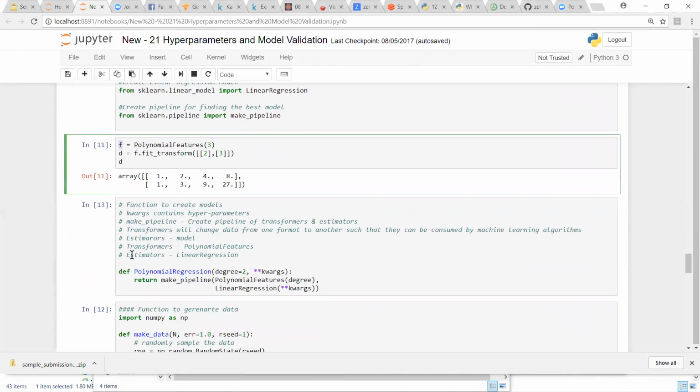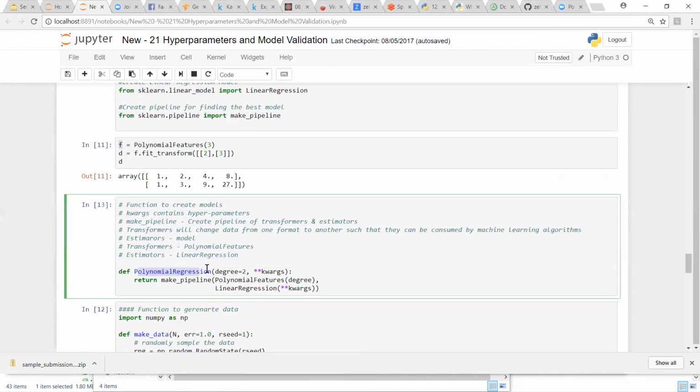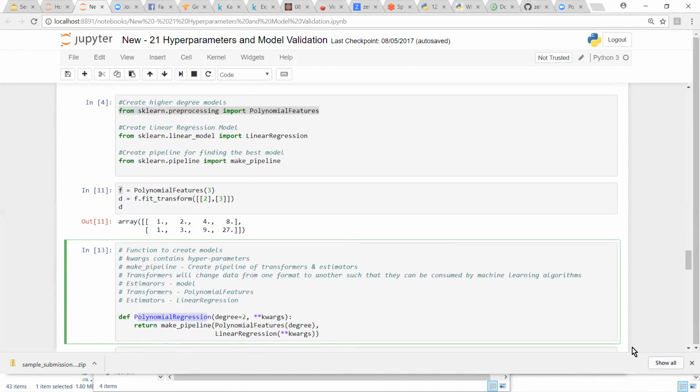See this function that we are defining here. This function takes two arguments. One is this degree 2, and this is **kwargs, that is keyword based arguments. So there is a concept of pipeline in scikit-learn. This is one of the most important concepts.